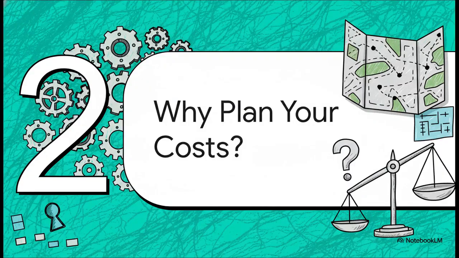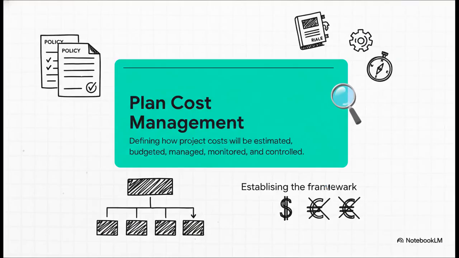So we know what we're doing, but let's talk about the why. I mean, why have a whole process just for planning the plan? Why not just jump in and start estimating? Well, it's simple. You have to set the rules of the game before you start playing. You don't want to be making up the rules in the middle of the fourth quarter when everything's on the line. And here's the official definition from the PMBOK guide.